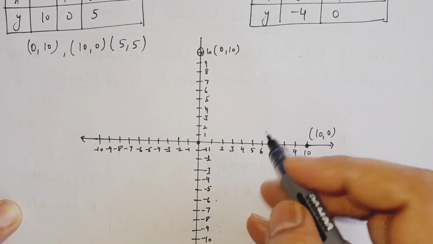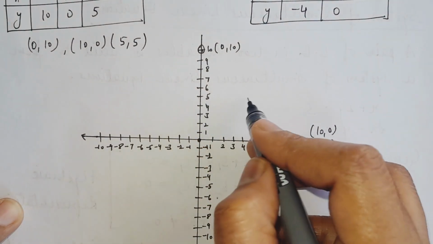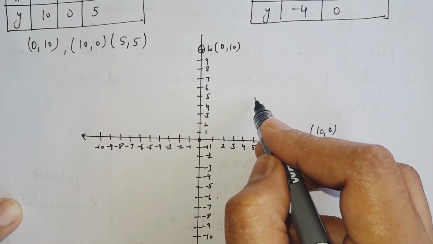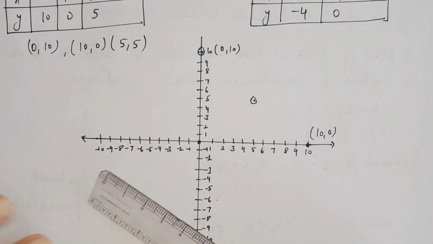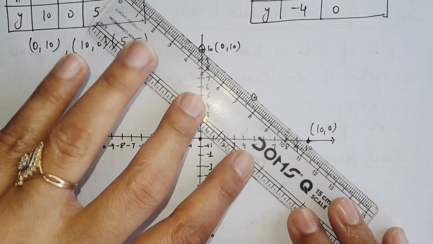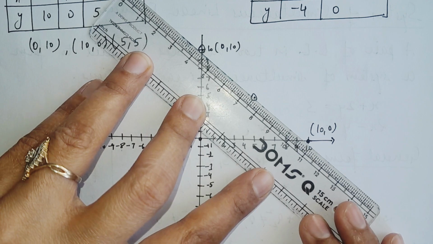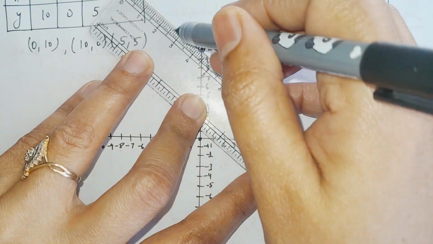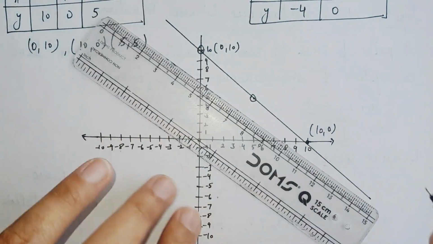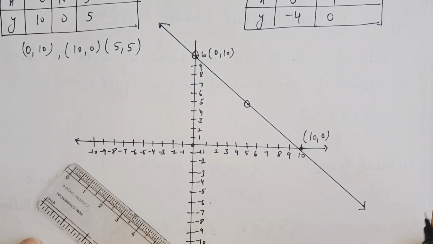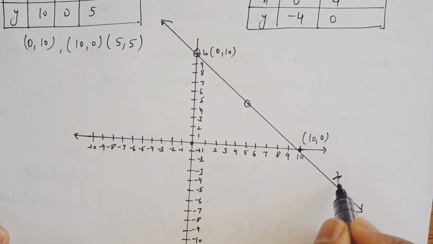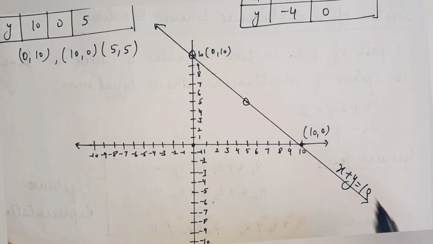So the third point is (5, 5). So x is 5 and y is 5. So we will find this point almost. You can represent this on graph paper also. For perfect representation you should use graph paper. In the exam you will get graph paper. So this straight line will represent the first equation, that is x plus y equals 10.